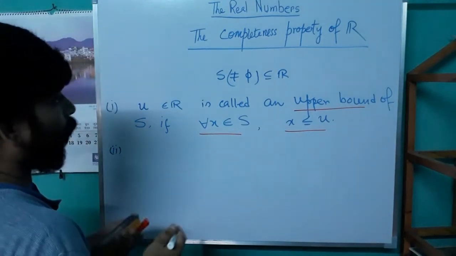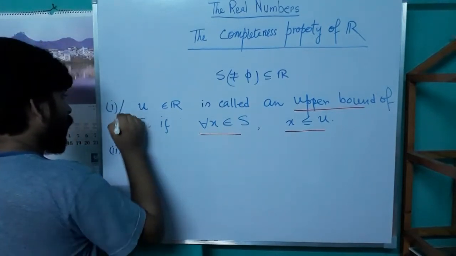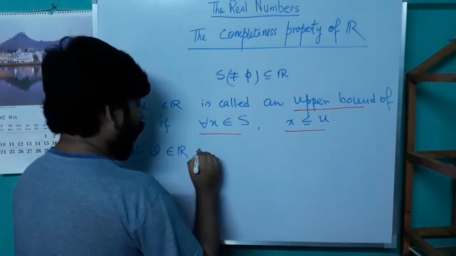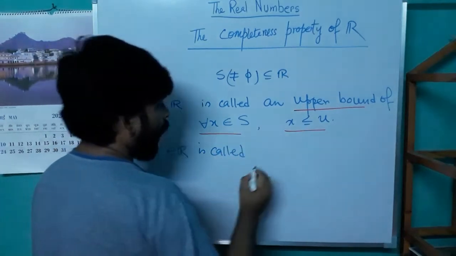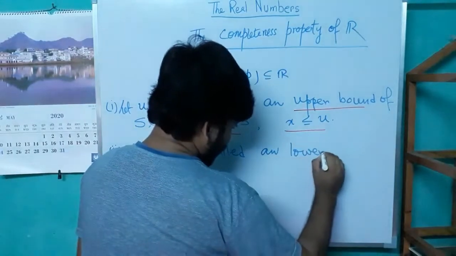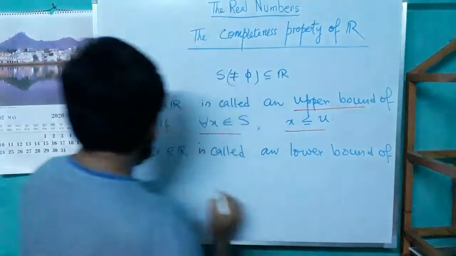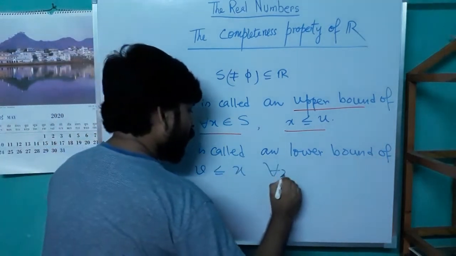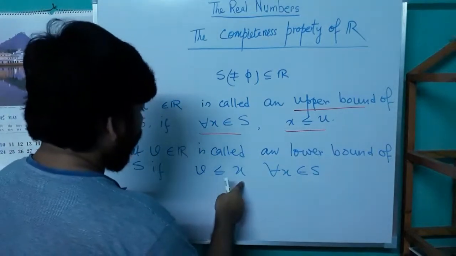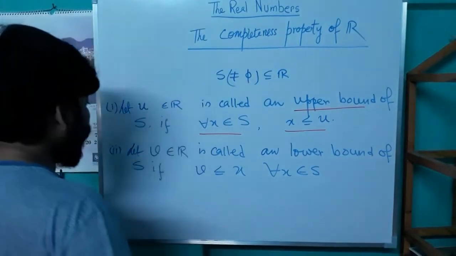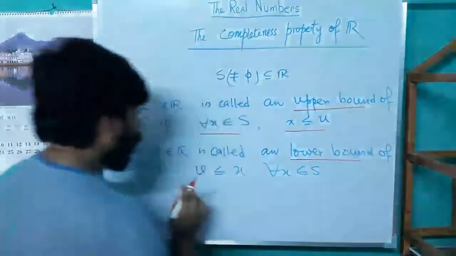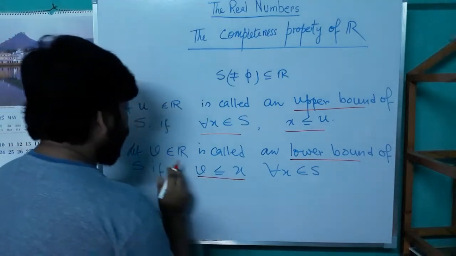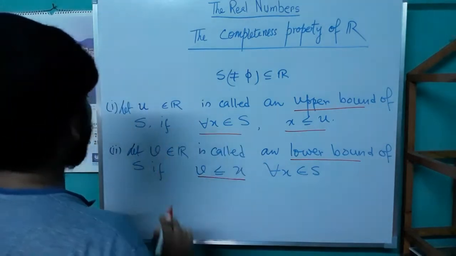Similarly, we can define a lower bound of a set. An element V belonging to R is called a lower bound of S if every element of S is greater than or equal to V. That is, an element is called a lower bound if every element of that set is bigger than or equal to that element, then that element is called a lower bound of the set S.